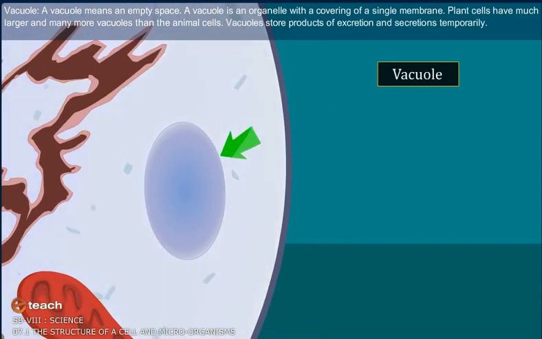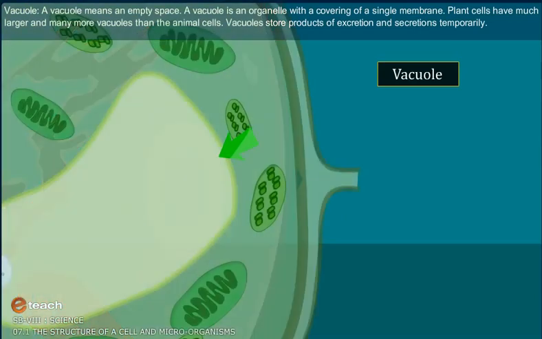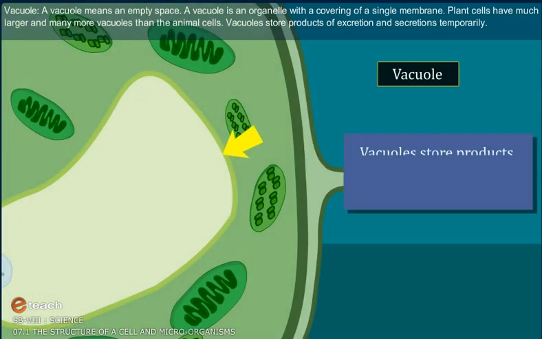Vacuole. A vacuole means an empty space. A vacuole is an organelle with a covering of a single membrane. Plant cells have much larger and many more vacuoles than the animal cells. Vacuoles store products of excretion and secretions temporarily.